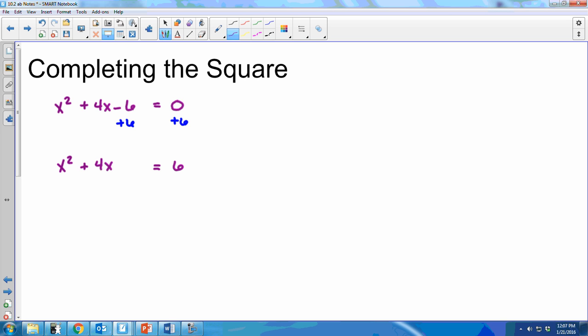All right. If there happened to be some number in front of x squared, you would need to divide that out at this point. You cannot have 3x squared and complete the square. It only works if you have 1x squared. So make sure you're looking for that.